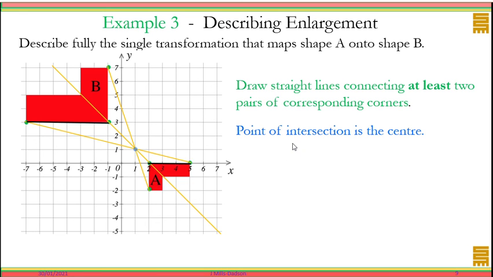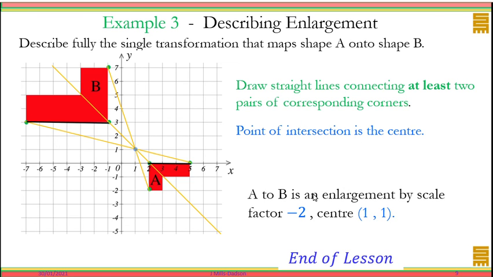But you cannot just say the scale factor is 2, because you remember there's a flip involved in this enlargement. So the 2 has to be a negative 2. The negative causes the flipping. So we can say that our center is 1, 1. It's an enlargement, with negative scale factor 2. So A to B is an enlargement by scale factor negative 2, and the center is 1, 1.